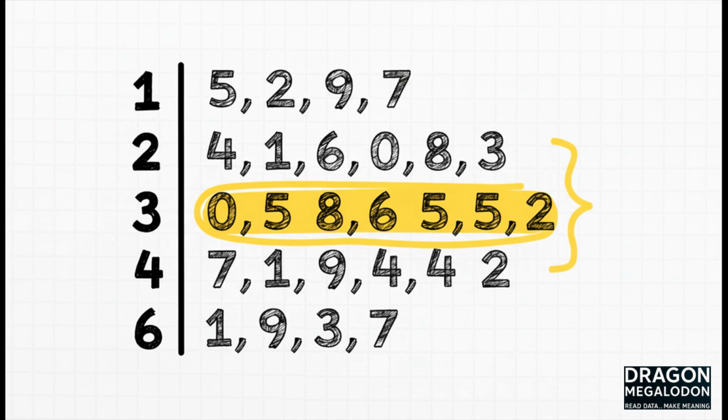It's a full picture of our data, which is great, but notice the leaves on each stem. For the 30s, we have 0, then 5, then 8, 6, 5. They're all out of order. This is what we'd call an unordered display.